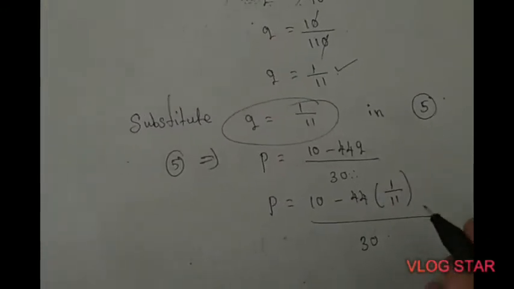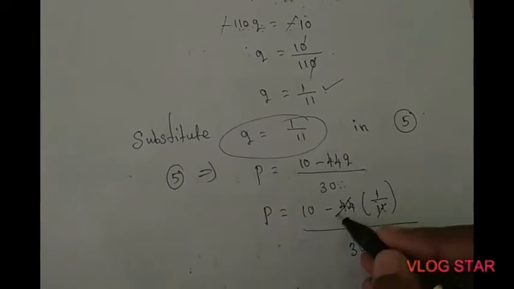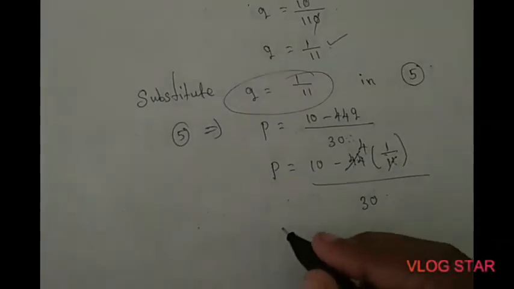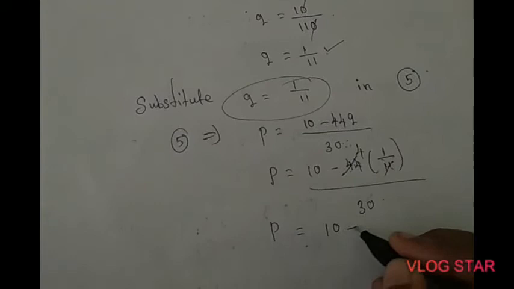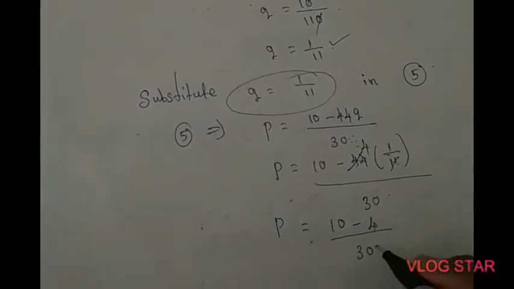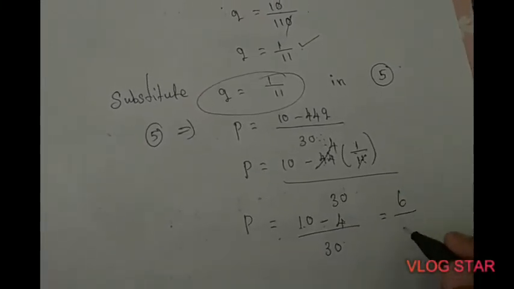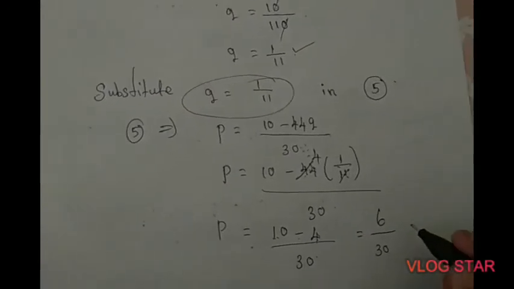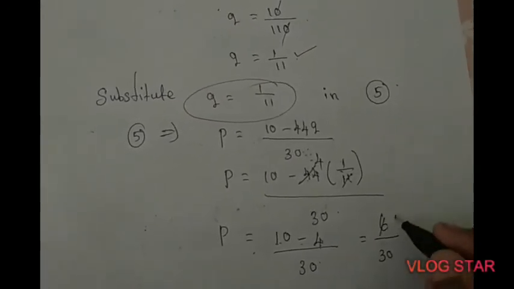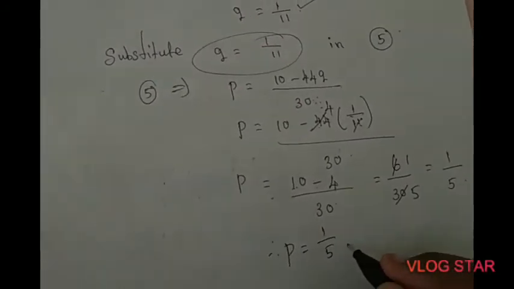Okay. Then we can cancel the two numbers. This is multiplication, so we can cancel. 1 11 is 11. 4 11s are 44. Now we will get p equal to 10 minus 1 4 is 4 divided by 30. When we subtract the two numbers, 10 minus 4, 6 will come. 6 by 30. Then we can cancel the two numbers. 1 6 is 6. 5 6 are 30. Then therefore p equal to 1 by 5 we will get.